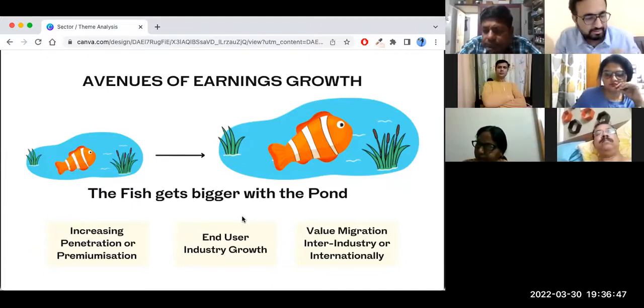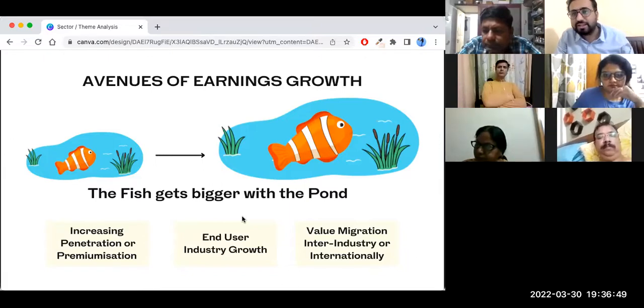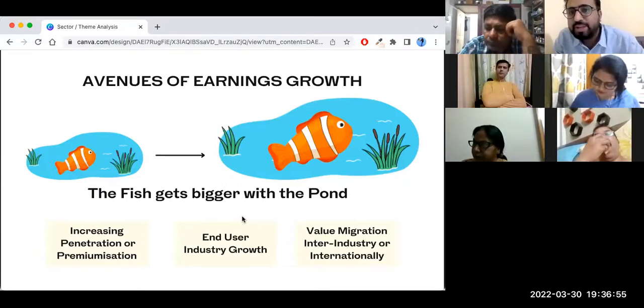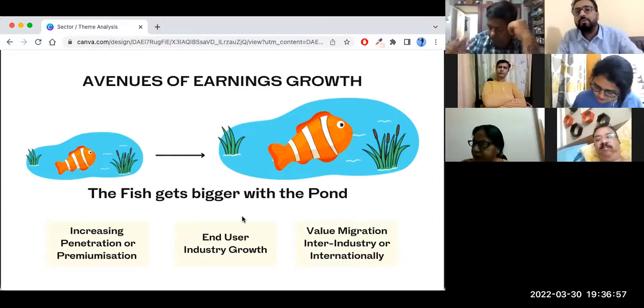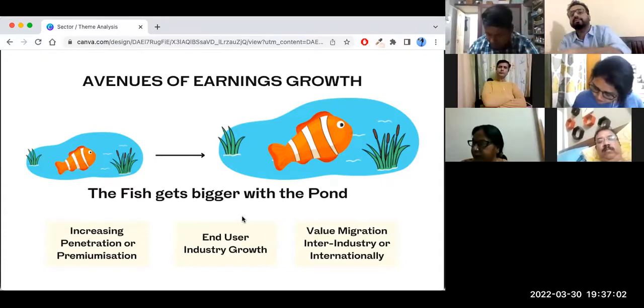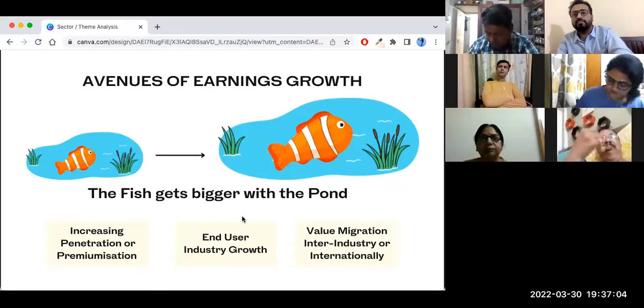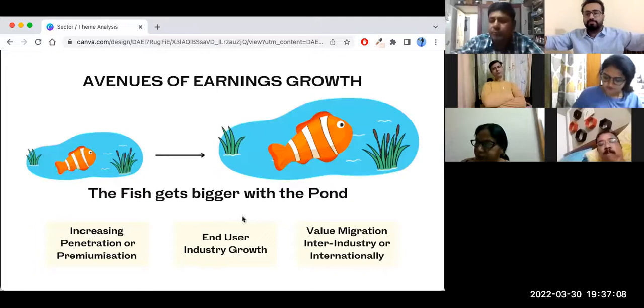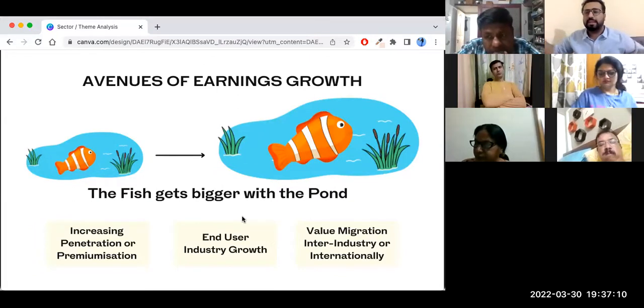It can also happen internationally. How? Let's say the Indian IT sector is a prime example, right? Value migration happening internationally from all across the world, primarily US and Europe, towards India. Because of that, the Indian IT sector became really big. So this is an example of value migration.